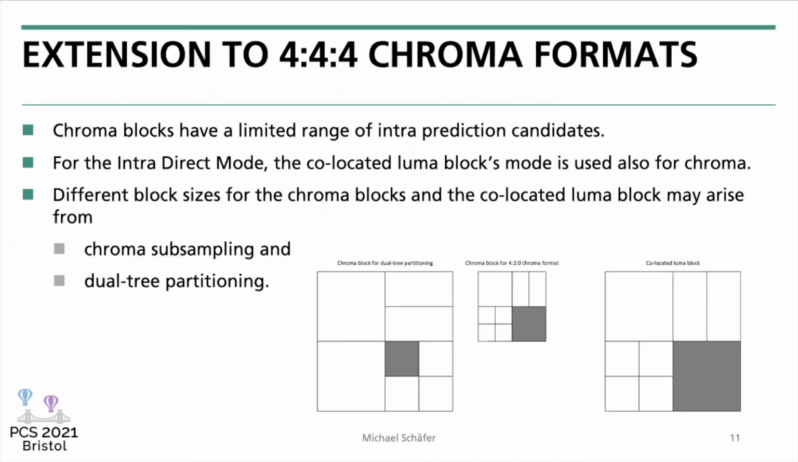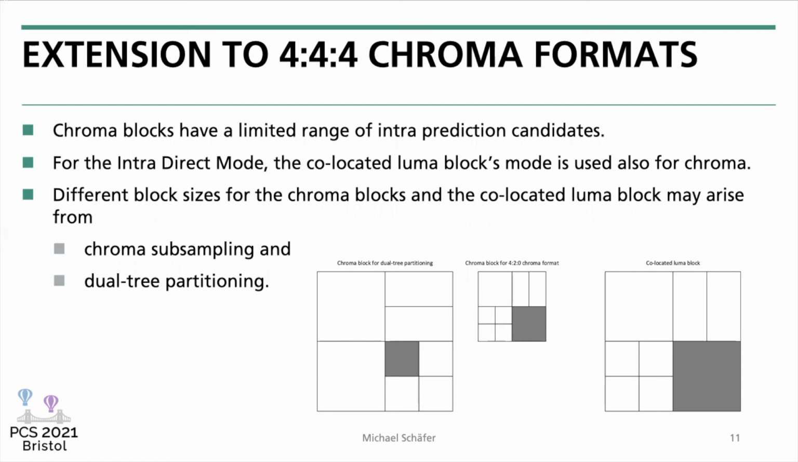So far, it may not be clear why MIP in its final design is not generally applicable to the chroma component. Thus, let me elaborate on this. First, the chroma blocks in VVC have a limited list of possible intra-prediction modes. Specifically, for the intra-direct mode, the intra mode of the co-located Luma block is used. Now, when chroma subsampling like in 420 format or dual tree partitioning is used, the block size of the chroma and co-located Luma blocks usually differ as shown in the figure below.